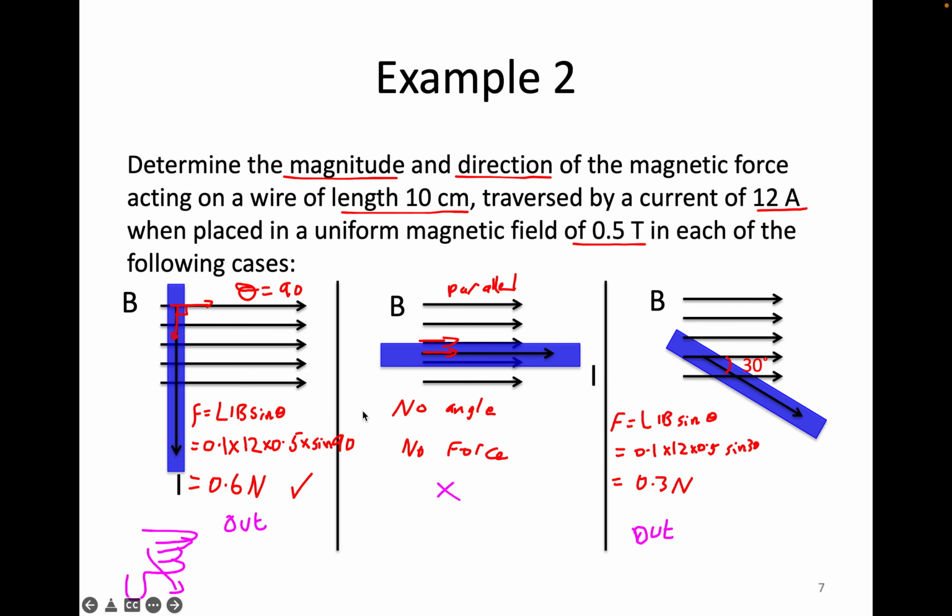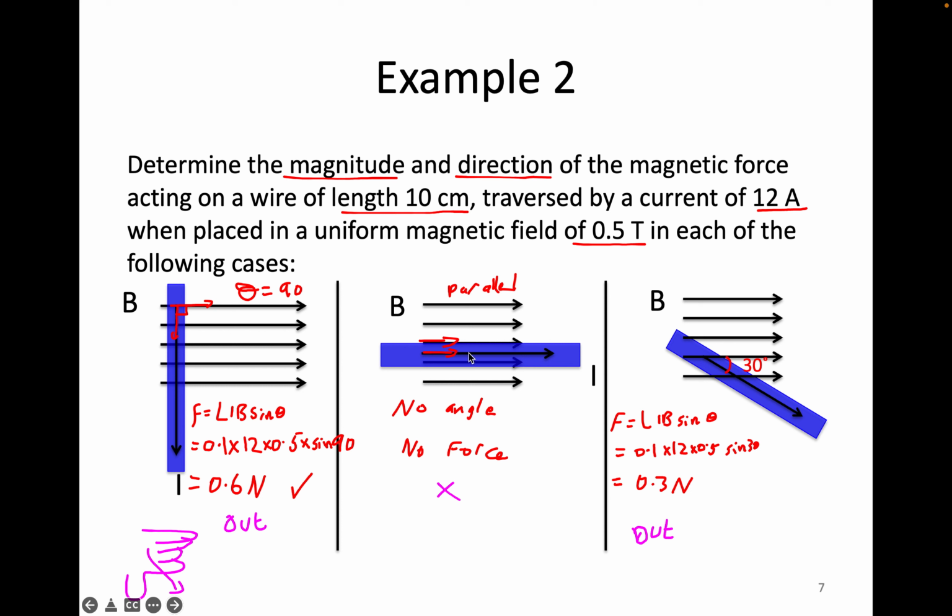Why not? Okay, so to find the magnitude and direction of the force, we can find the magnitude of the force nice and easy. LIB sine theta. We have the length, 10 centimeters, which means 0.1 meters. We cannot use centi, we have to use meters. Multiplied by the current, which is 12, multiplied by B, 0.5, times, in this case, sine 90, you will get 0.6. If you find the direction of it, you can point your index finger to the right, you take your thumb, point it down, and you will have your middle finger pointing towards you. The force will be coming towards you, which is out of the page.